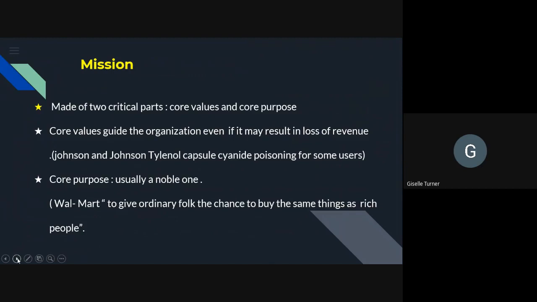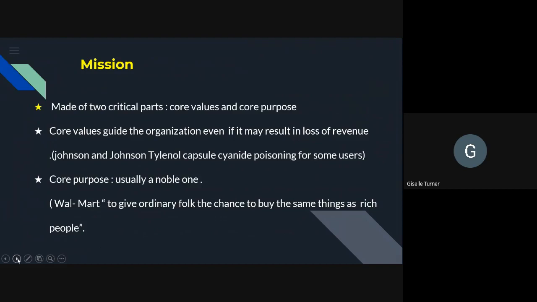So, the mission is made up of two critical parts, the core values and the core purpose. The core values guide the organization, even if it may result in loss of revenue. I don't know if you all are aware of this, but in 1982, Johnson & Johnson had to recall their extra strength Tylenol capsule, which was their best-selling pharmaceutical pain reliever at the time, because someone had tampered with some capsules and 7 people, after having taken the capsule, died from cyanide poisoning.